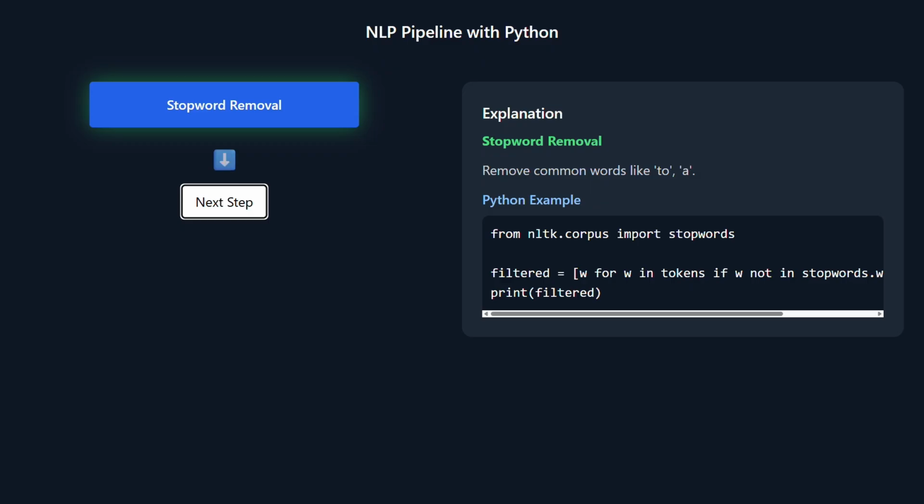Think of it like removing unnecessary items from your travel bag. You keep only the important things. Similarly, stop word removal keeps only the important words.